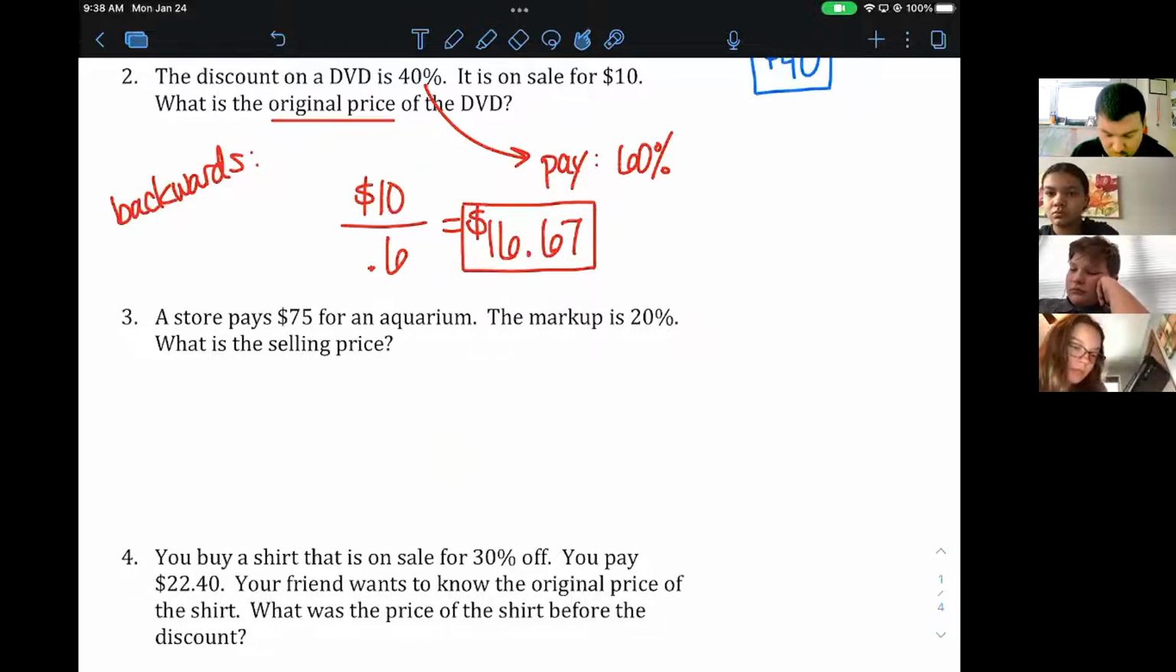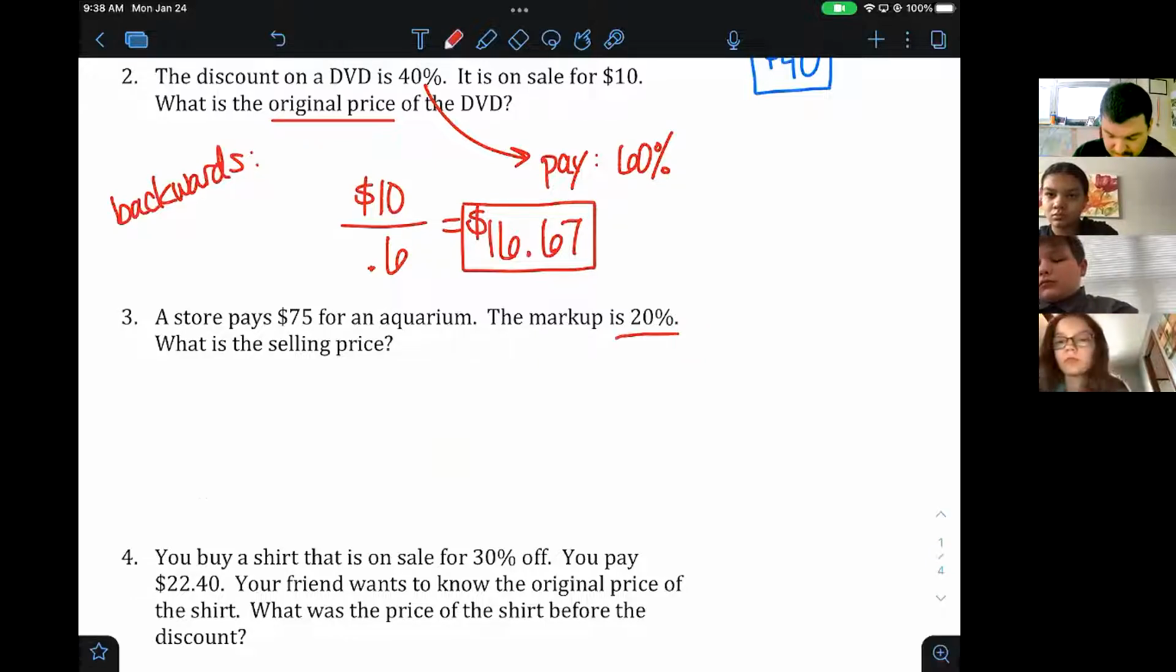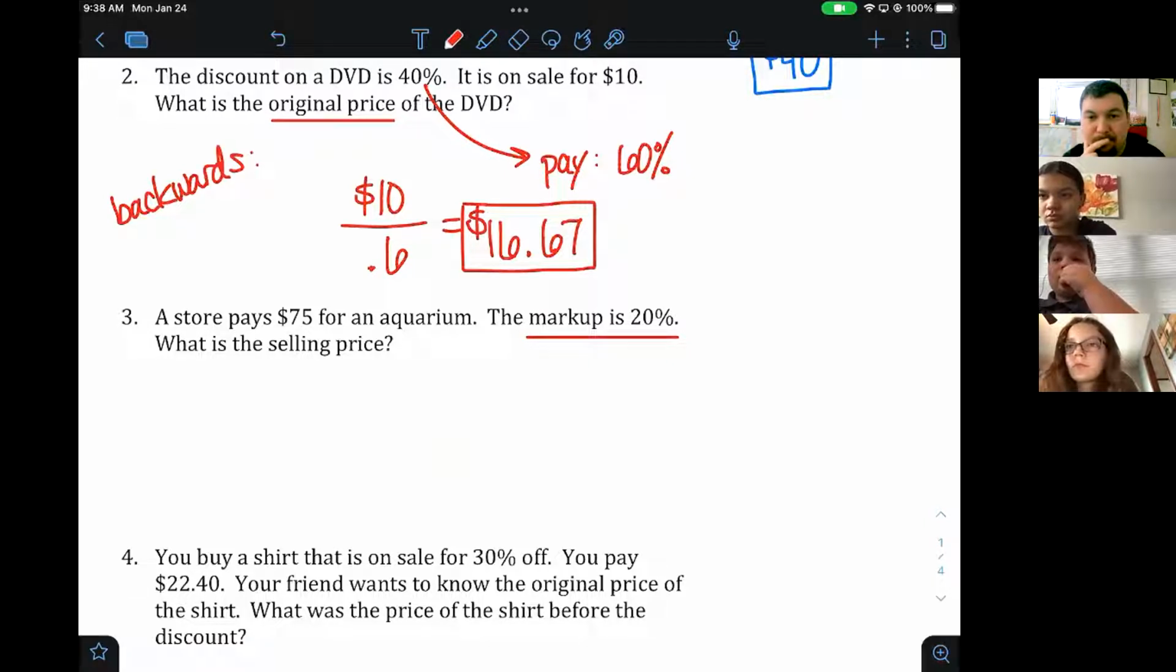Number 3, a store pays $75 for an aquarium. The markup is 20%. So think about what a markup is going to do. Is a markup going to increase or decrease the price? Increase. Increase it, yeah.